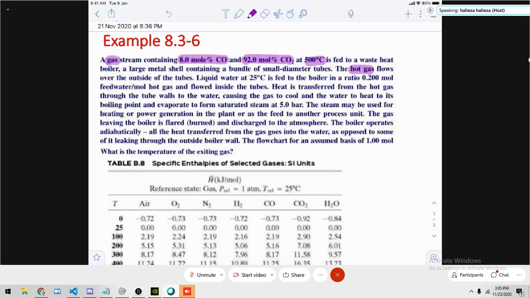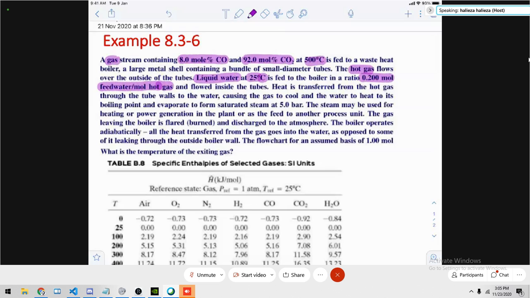It's going to be flowing inside the tubes, or no, outside of the tube. That hot gas is going to be cooled down by liquid water at 25 degrees C. We're looking at a heat exchanger now. Your liquid water at 25 degrees C is going to cool down the hot gas, which contains carbon monoxide and carbon dioxide. The ratio is 0.2 mole of water to 1 mole of hot gas.